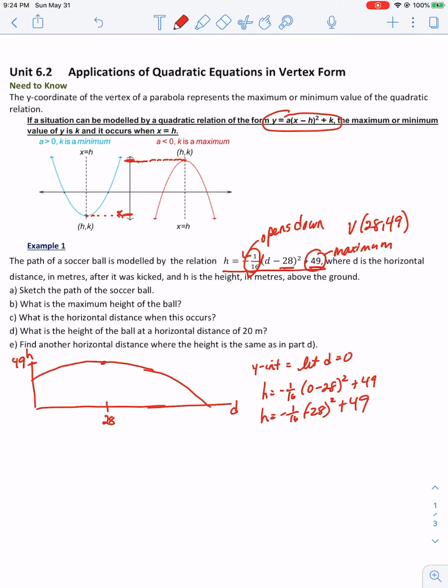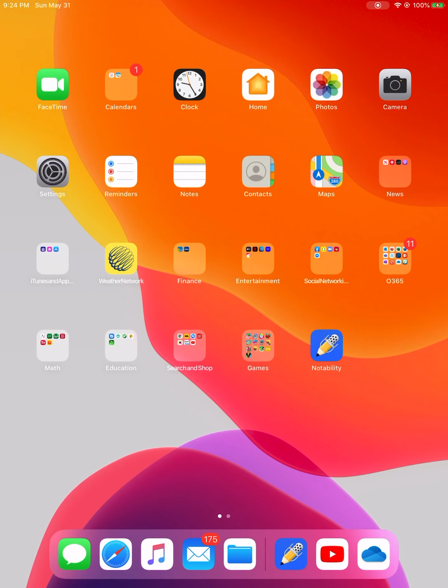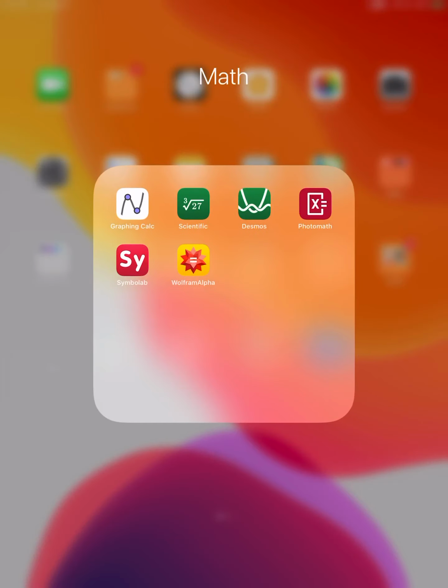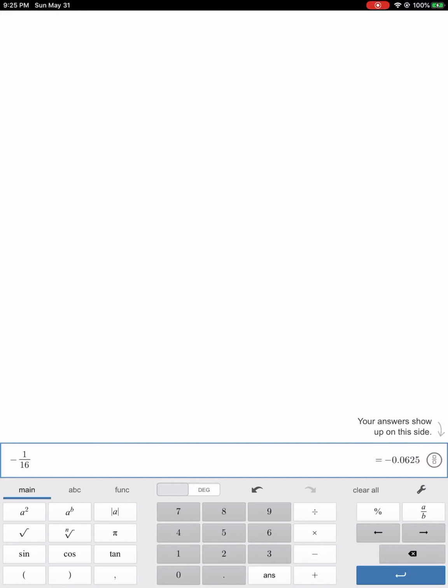I'm not sure where my calculator is. I'm going to go into education, and nope, that's not the one I want. I want math. And here's my scientific calculator through Desmos. So negative 1 divided by 16 times 28 squared and plus 49. Oh, it is 0. Okay, all right, good to know.